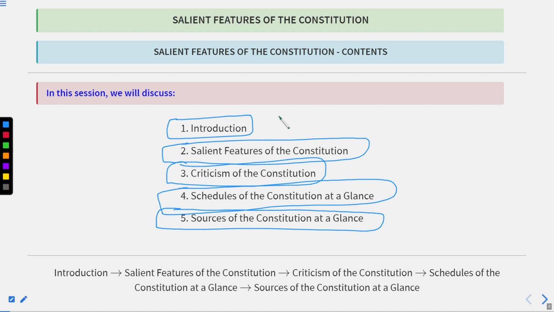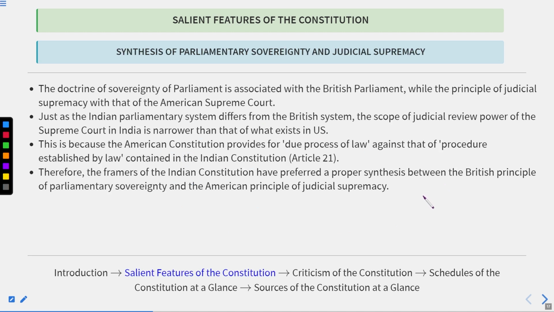Out of this, we have completed the introduction part. We have been discussing the salient features of the Constitution for the last few lectures, and the topics we are left with are the criticism of the Constitution, schedules of the Constitution at a glance, and the sources of the Constitution at a glance. So this is the picture we have created so far. We will start from where we left off in the previous lecture.